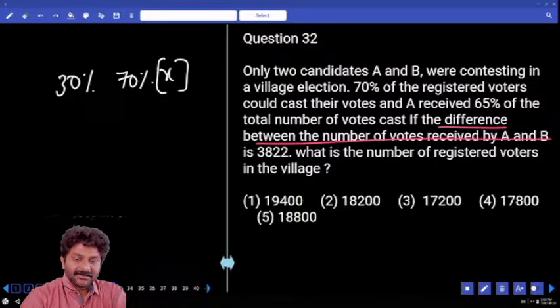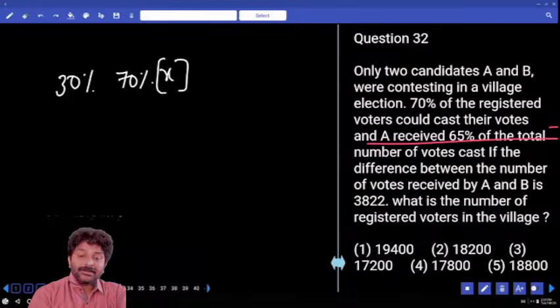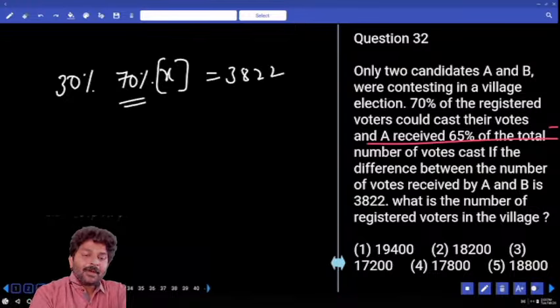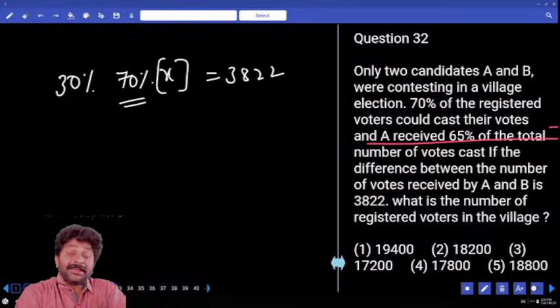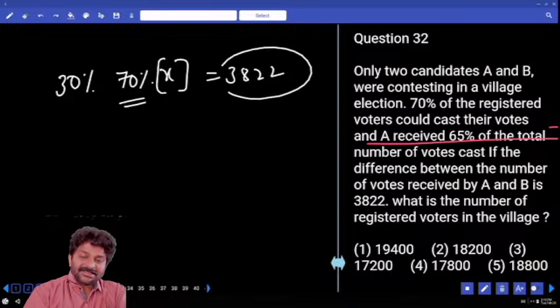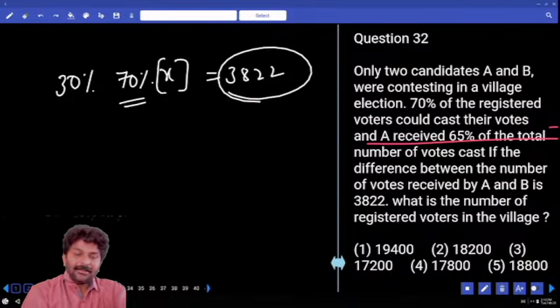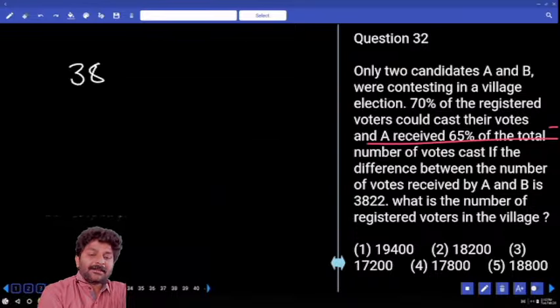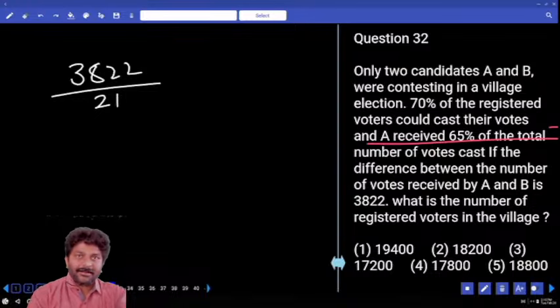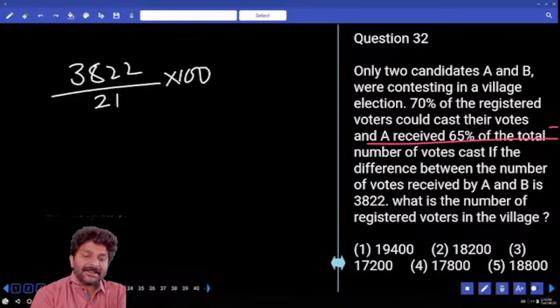Which is equal to 3822, correct? Out of 70%, what is 30%? 21%. That means this value is 21% only. And we want to calculate the registered voters. So if 3822 is 21%, 1% is 3822 by 21. We want to calculate 100%, so multiply by 100.